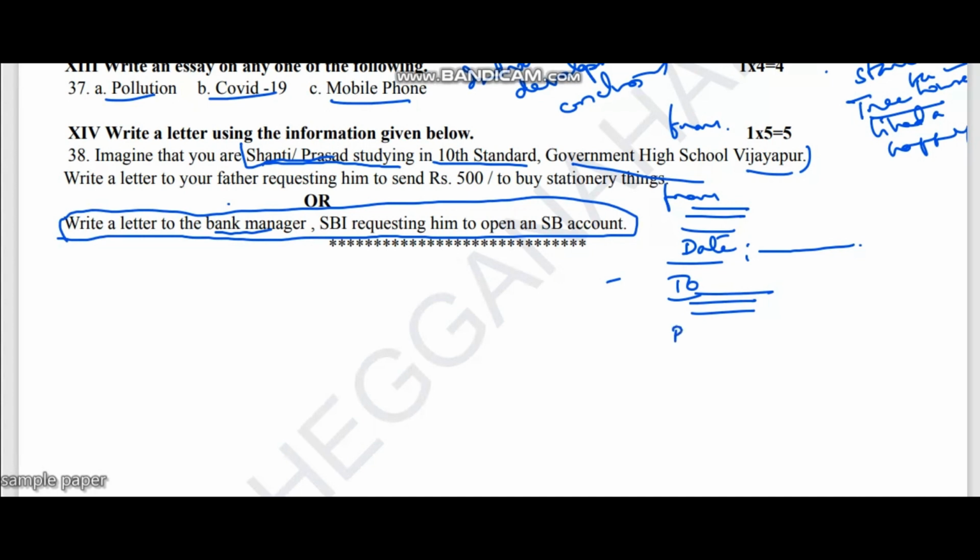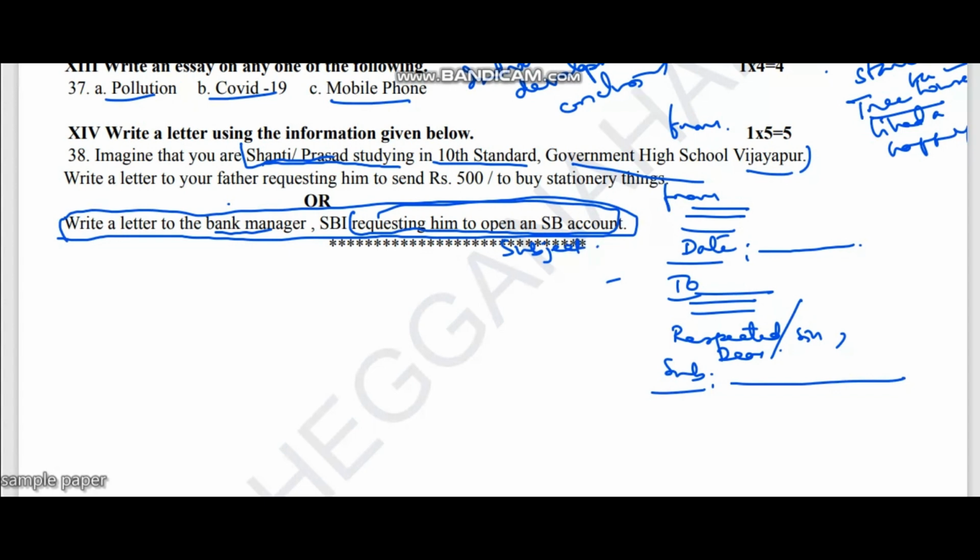Okay. And the next step is respected sir, or you can even also write dear sir. Both are correct here, sir or madam. And then subject. Where do you get the subject? Here in the letter itself you will find requesting to open an SB account. This will be the subject given in the question itself. You will write here: requesting to open an SB account.